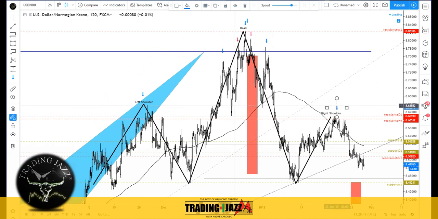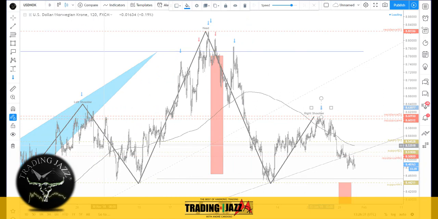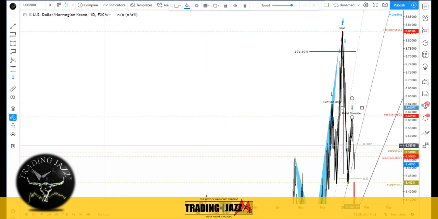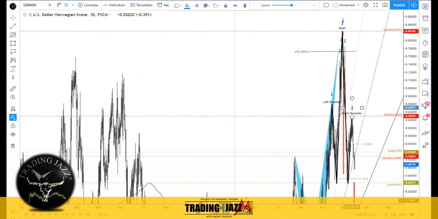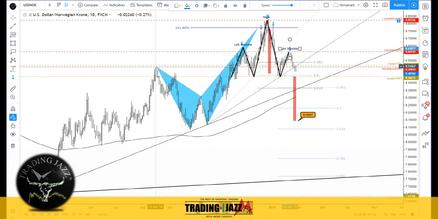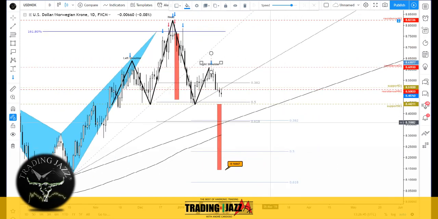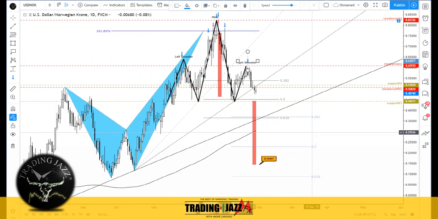heads and shoulders printed by NOK on different time frames, from 1 hour, 2 hours time frame, 4 hours time frame, and a daily time frame. On a daily time frame, note that we are now threatening the monthly resistance, so this should act as a support. This is monthly resistance, which may act as a support, and the price is now printing these heads and shoulders formation.